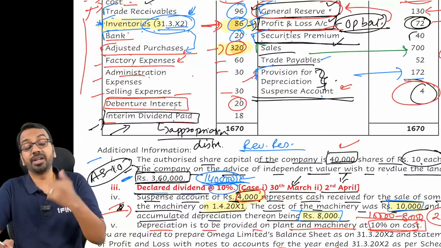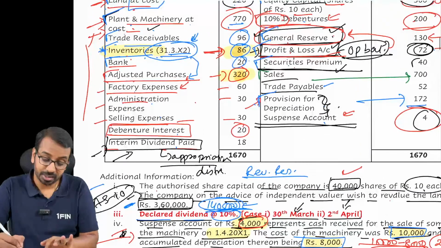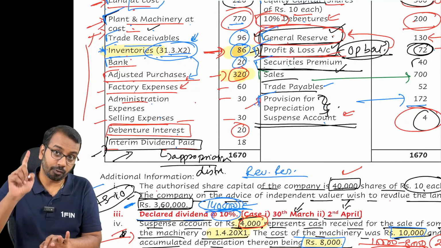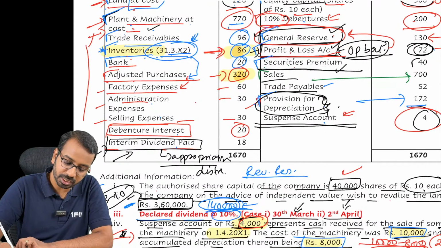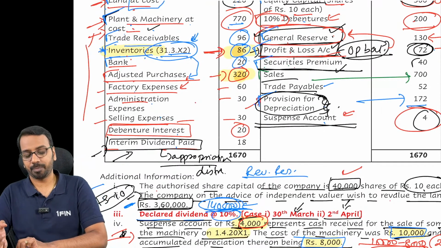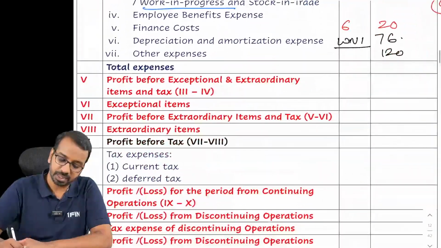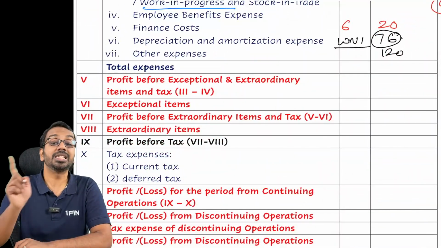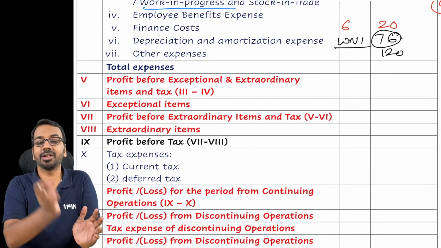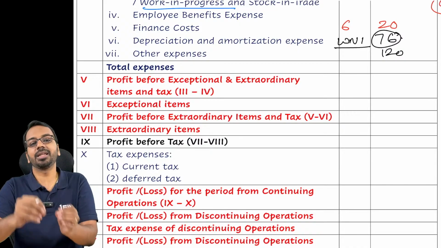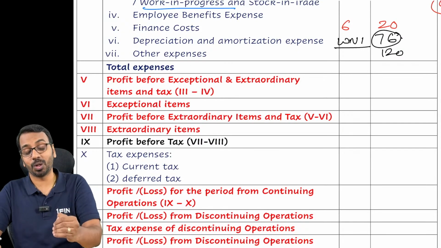Interim dividend paid and dividend related adjustment is to be done in the balance sheet, not in the P&L. One thing for all of you, sometimes you might get confused. This provision for depreciation is the total depreciation till today. And the depreciation just now what we posted, 76 here, is for the year. In the balance sheet, you will take opening provision for depreciation plus current year depreciation minus any depreciation which is related to assets sold off.